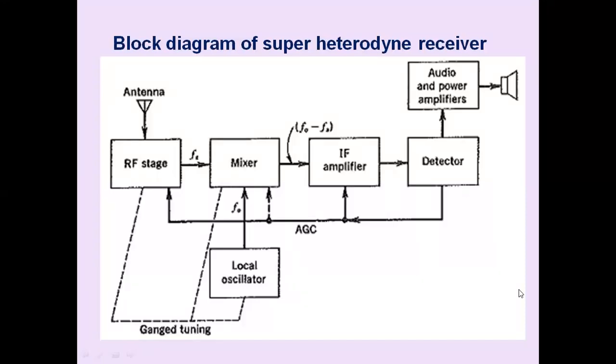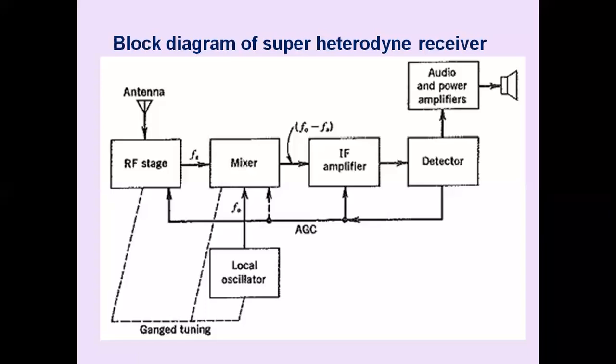So the function of the RF amplifier is to amplify the incoming signal that is induced into the input of the RF amplifier through an antenna, and to reject interference such as image frequency. What image frequency is, we'll study. And to reduce the noise and to improve the signal to noise ratio, we are going to make use of the RF amplifier. Then we have the mixer. Mixer is also called a frequency converter.